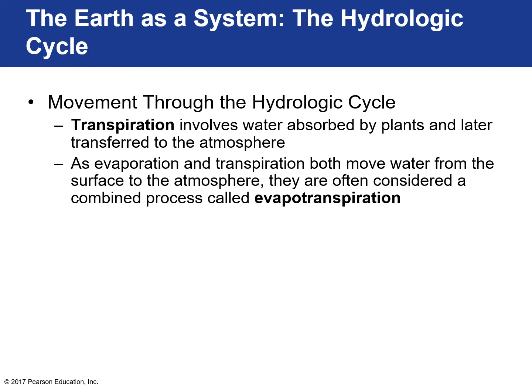So transpiration involves water being absorbed by plants and then transferred to the atmosphere. Plants need water. Evaporation and transpiration are essentially the same thing, just water being converted from its liquid phase to the vapor phase. So we word-smash those together and call that evapotranspiration.